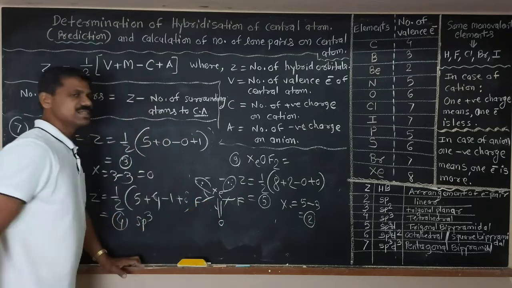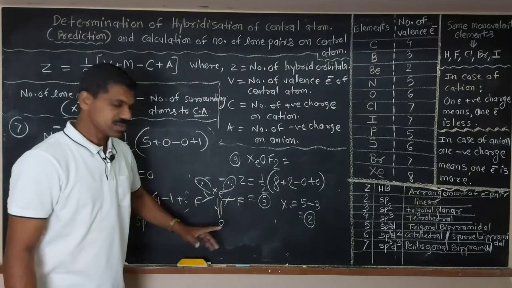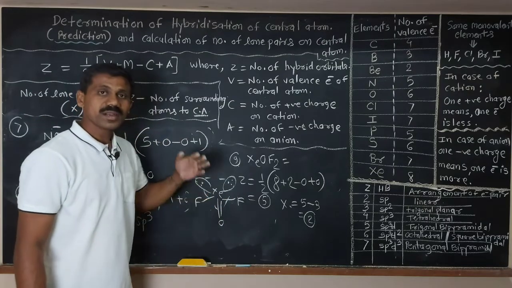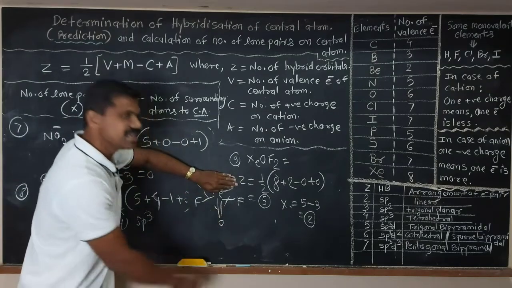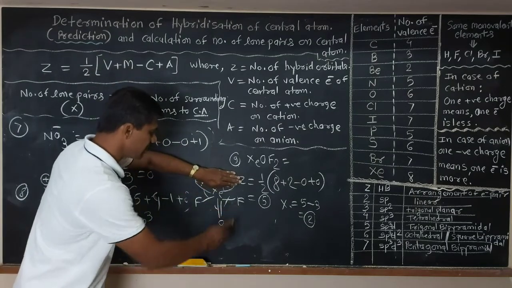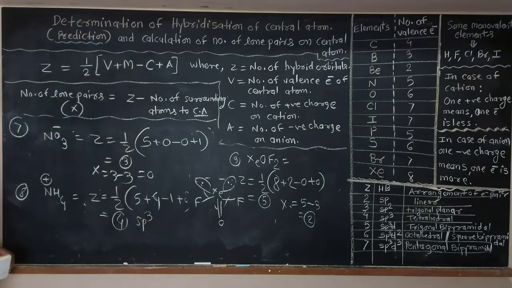That is the shape, exactly. Geometry for trigonal bipyramidal. In prediction of shape, lone pairs are not considered. That's why it is T shape. Clear? Take a screenshot.